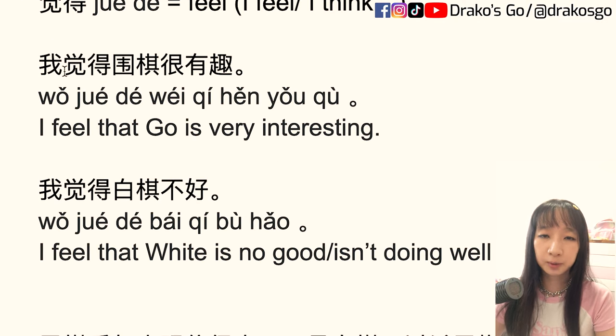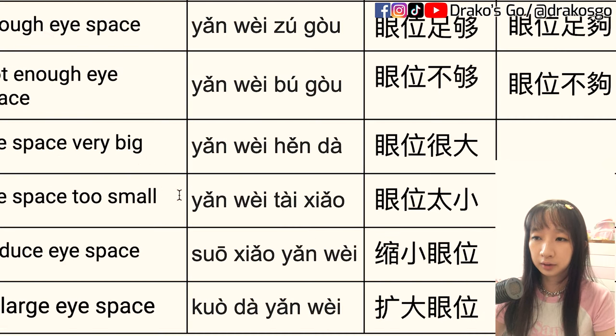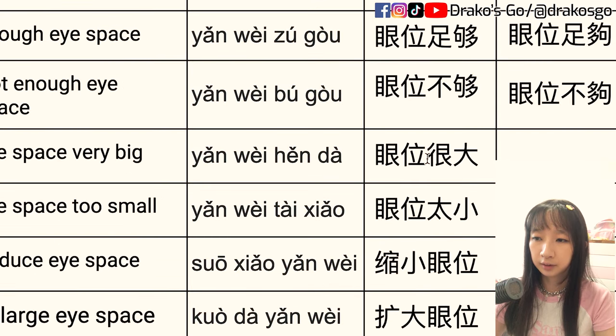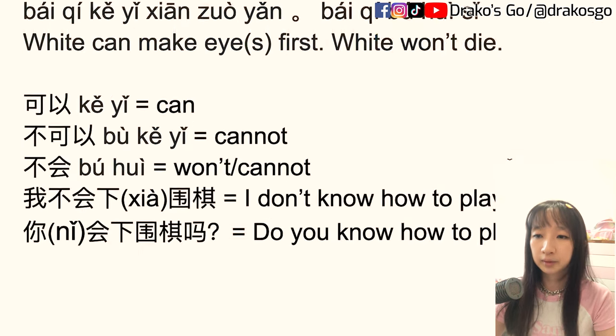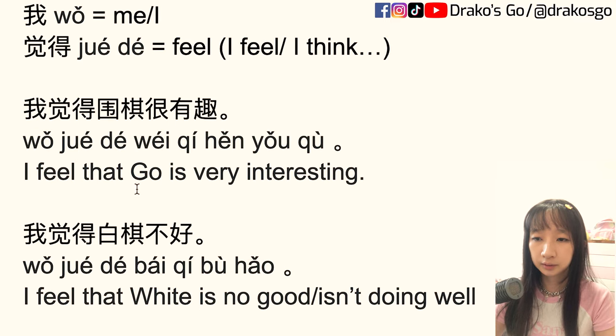And now let's see how else we can use 觉得 to express your thoughts or your feelings. 我觉得 is I feel, 围棋 go, 很有趣. 很 means very. Do you remember just now we learned 很大, 很小, this 很? So 大 is big, when I say 很大 is very big. So now this is the same. 我觉得围棋很有趣. 有趣 means interesting, so 很有趣 is very interesting. 我觉得围棋很有趣, I feel that go is very interesting.